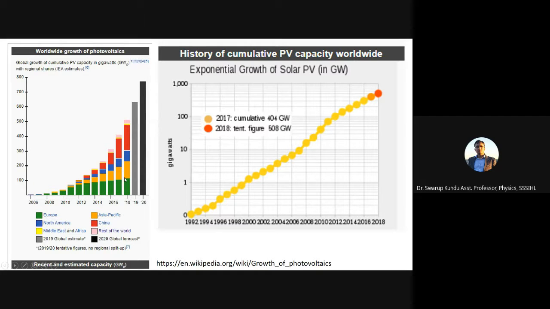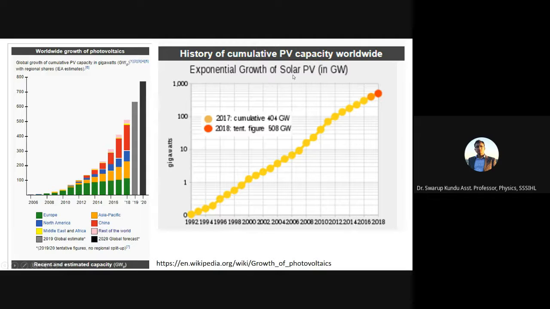And you can see country wise how they're increasing. So in 2018, Europe, and then most of them were Asia specific, and then the blue one is North America, the red one is China, and then the rest of the world is the top pink one. And Middle East also is there, and Africa a little bit, this yellow portion. So you can see overall worldwide how people are utilizing this PV system, this solar cell technology.